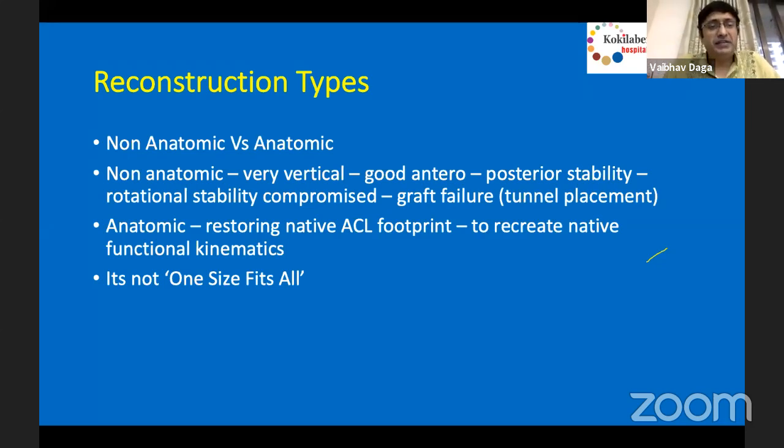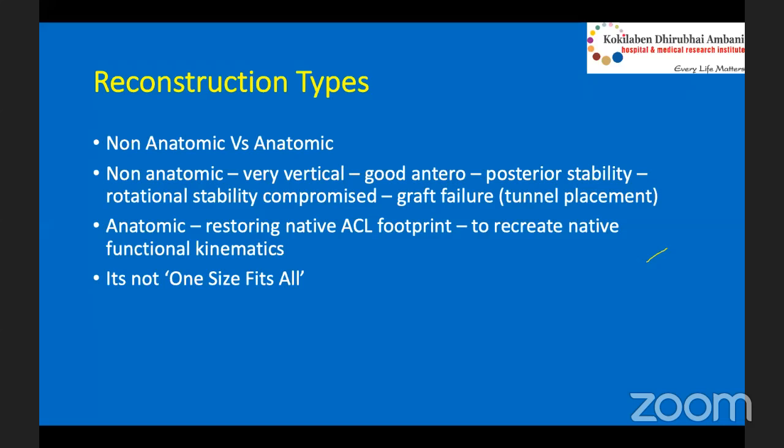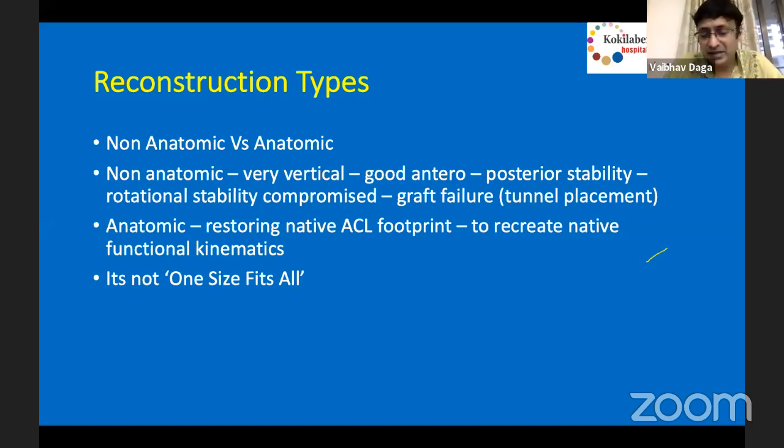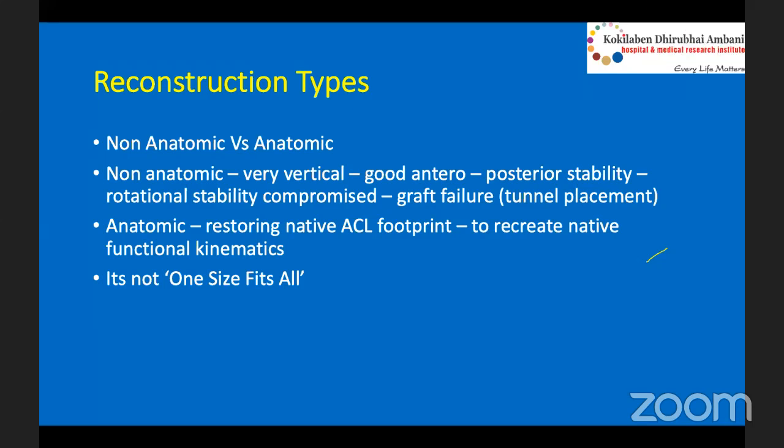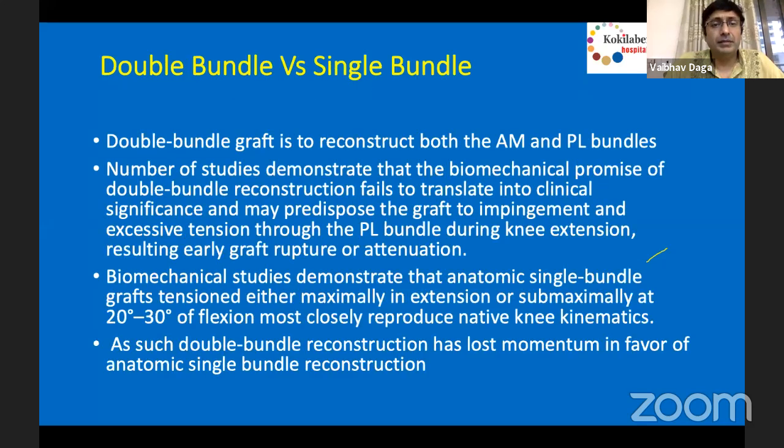You have to understand that reconstruction is not one size fits all. The size of the graft could change, depending on what size has to be taken. It is much more of a surgical matter. I'm not going to go into details of that, but you should understand that if there is a non-anatomic placement of the tunnel, there may be failure of the graft. So these days they usually go for anatomic placement of the tunnel in surgery. Double bundle versus single bundle.